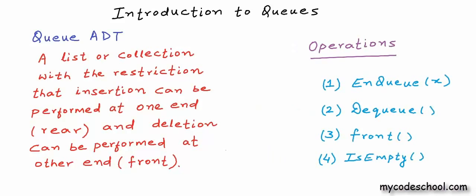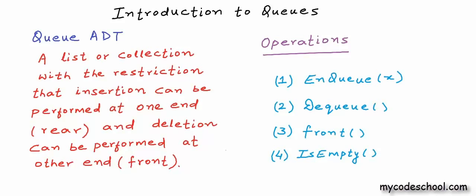Okay, so these are the operations that I have defined with queue ADT: enqueue, dequeue, front, and isEmpty. We can insert or remove one element at a time from the queue using enqueue and dequeue.